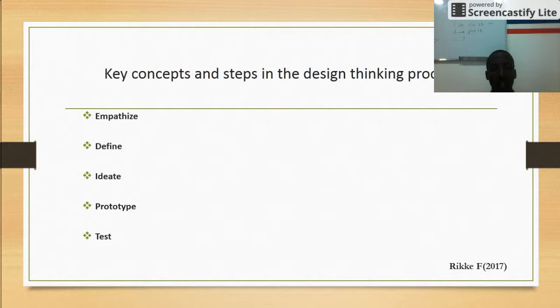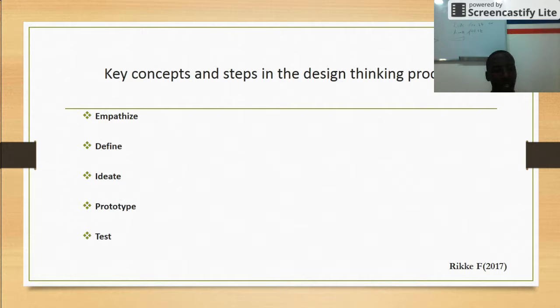So here are the key concepts and steps in the design thinking process. The first one is empathize. This concerns the way the designer moves and works with the end users, visits them, sees what they are doing, and tries to interact with them by observation in order to understand the problem that they are facing. The second one is define.